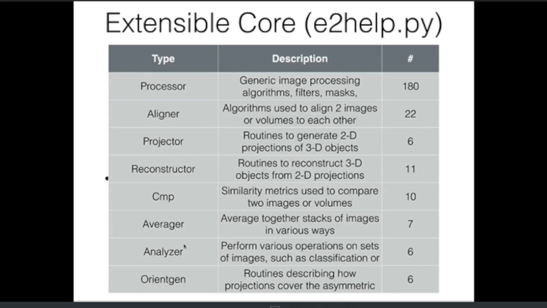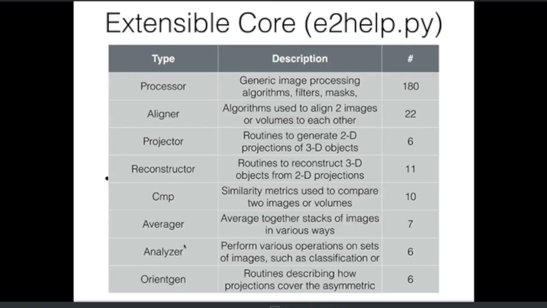EMAN uses a modular infrastructure in the C++ library. So if, for example, someone adds a new image processing algorithm or they add a new 3D reconstruction algorithm, that sort of thing, they can add it directly to the system and it immediately becomes available to all the programs in the system by name.